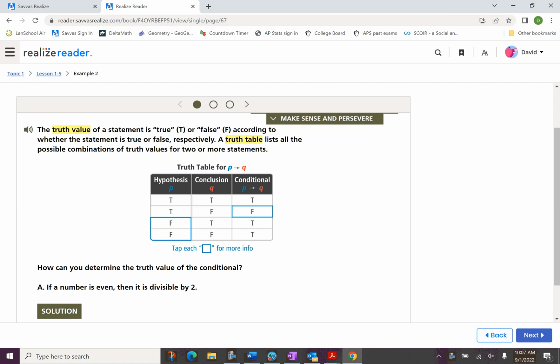second line makes sense. If the hypothesis is true and the conclusion is true, then we can say the entire conditional statement is true. If a number is divisible by 2, then it is an even number. If the hypothesis is true but the conclusion is false, then we say that the entire conditional statement is false.